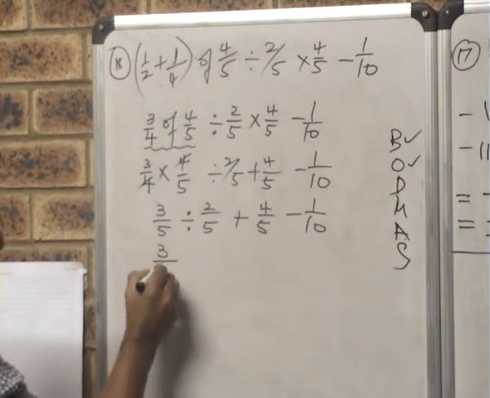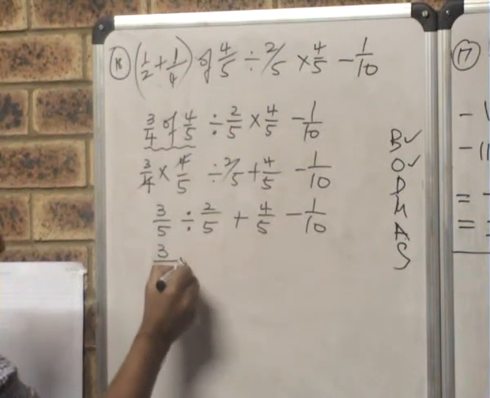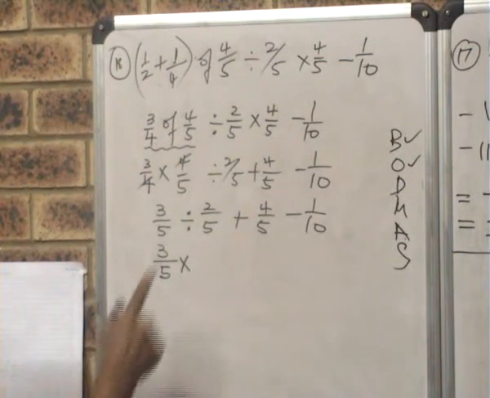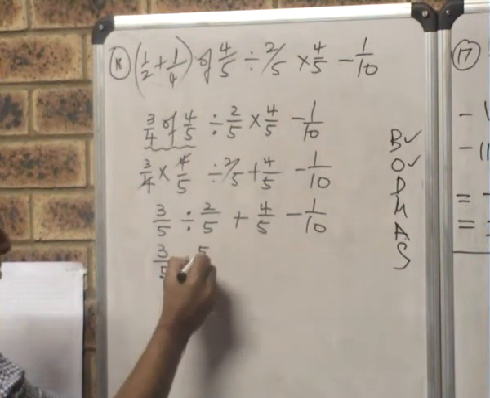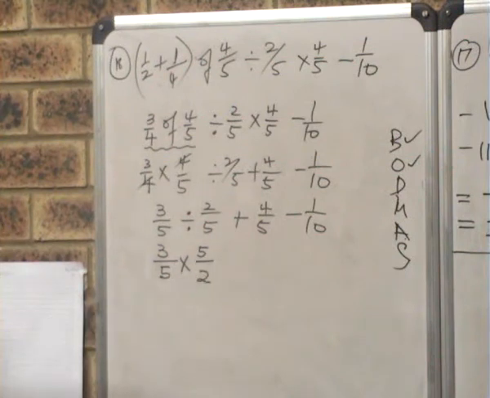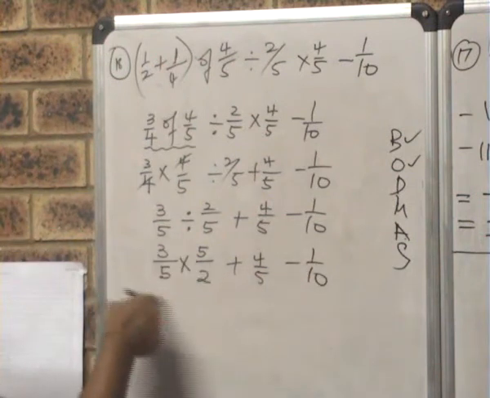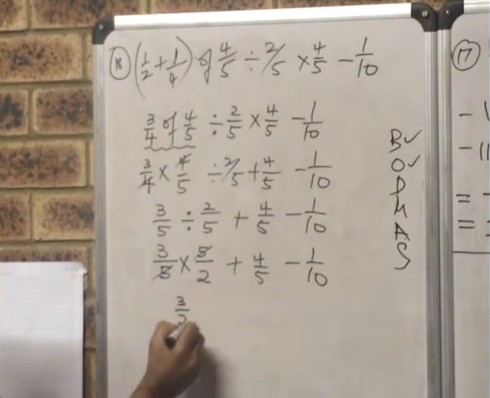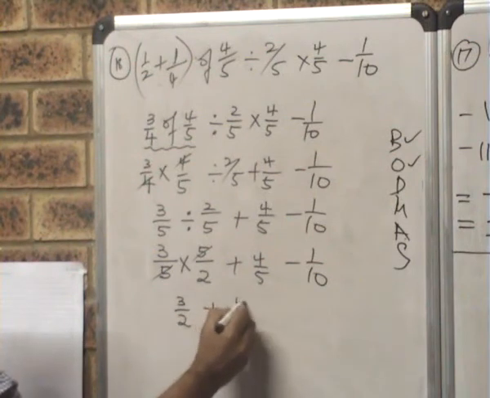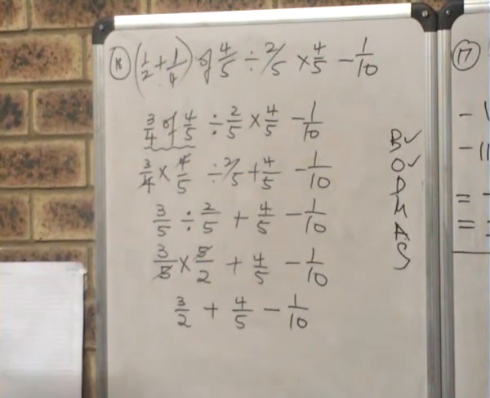Now you must know your rules of fractions. The first number remains the same, 3 over 5. The division becomes multiplication. The 2 over 5, you invert it, you make it upside down. So it becomes 5 over 2 plus 4 over 5 minus 1 over 10. Now when you look here, the 5 cancels with the 5. So you're left with 3 over 2 plus 4 over 5 minus 1 over 10.